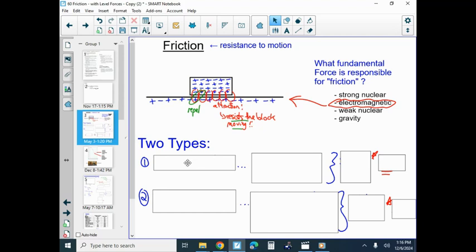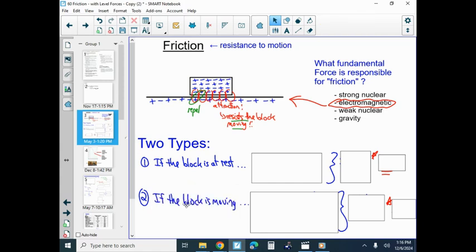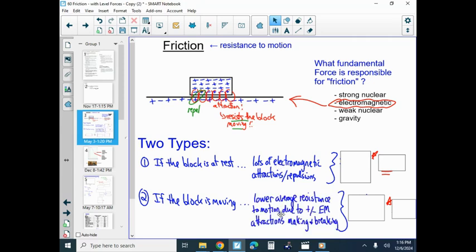So there are two types. There is friction for when the block's at rest and friction when there's movement. The reason for the difference is when a block's at rest, you get lots of electromagnetic attractions and repulsions set up. Whereas when it's moving, you basically end up with a lower amount because it's sort of an average of the attractions making and breaking as they're pulled apart from each other and new ones form and so on. So when you're at rest, it's called static friction, and when you're moving, it's kinetic friction.